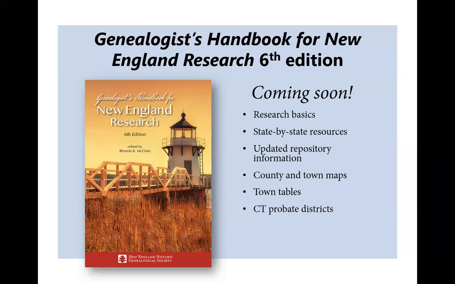Before we get to your questions, Anne mentioned the upcoming release of the 6th edition of the Genealogist Handbook for New England Research. This book will be released and available for purchase in mid-December of this year, and this new full color edition has an extensive update to the previous edition. It's an indispensable resource for anyone researching ancestry in New England, and it includes the research basics, state-by-state resources, updated contact information for the repositories and town clerks, and comprehensive county and town maps and tables, including the dates established, parent counties, parent and daughter towns, other names, and more. And this user-friendly redesign also restores some useful information from the 4th edition that was left out in the 5th edition, such as earlier probate districts in Connecticut.